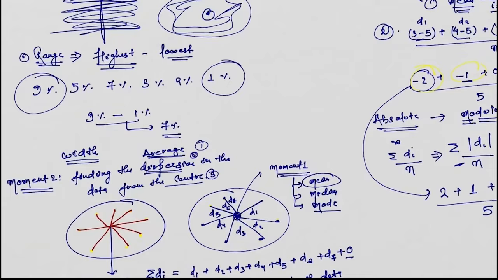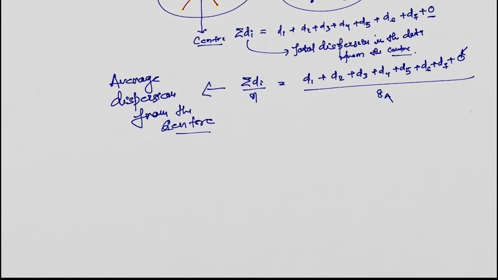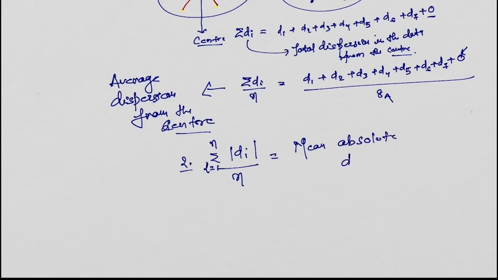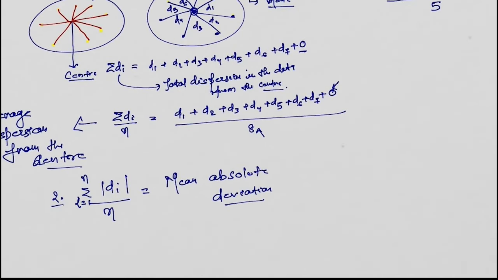So mean absolute deviation, after the range, is the only method that we can incorporate as the measure of moment 2. The summation of the modulus of distances divided by n, where i varies from 1 to n, is called the mean absolute deviation. We will not use this formula directly.